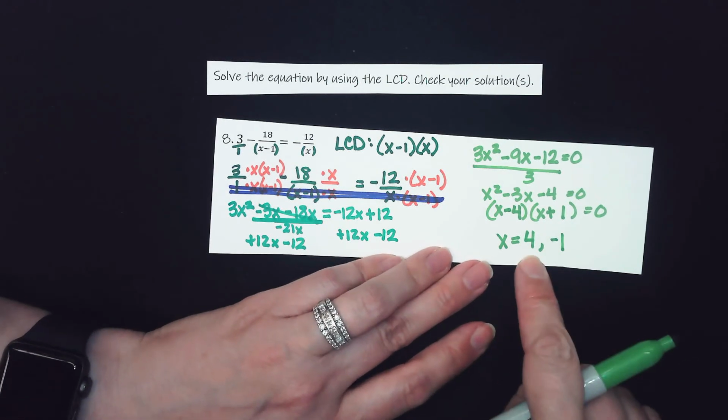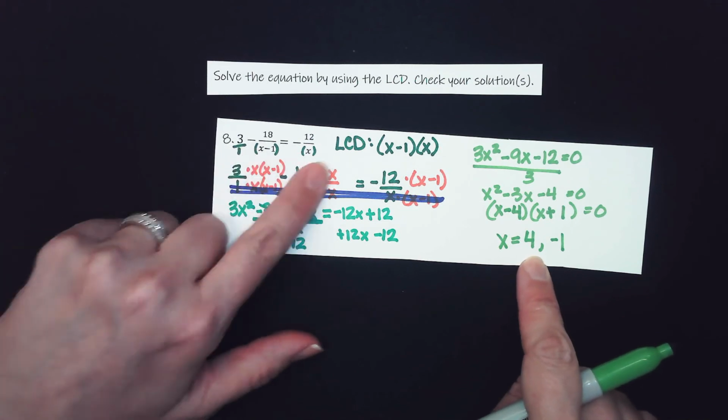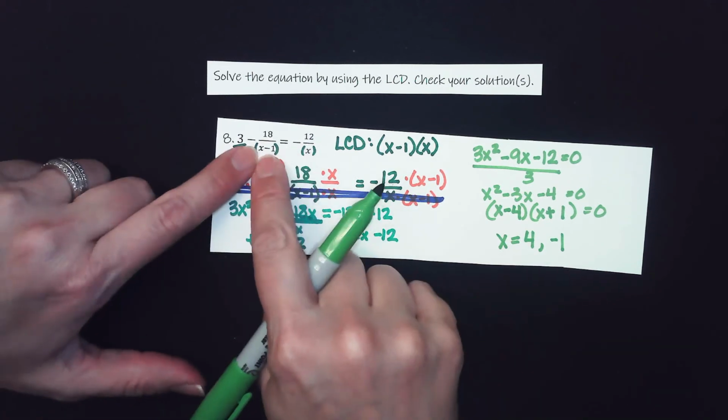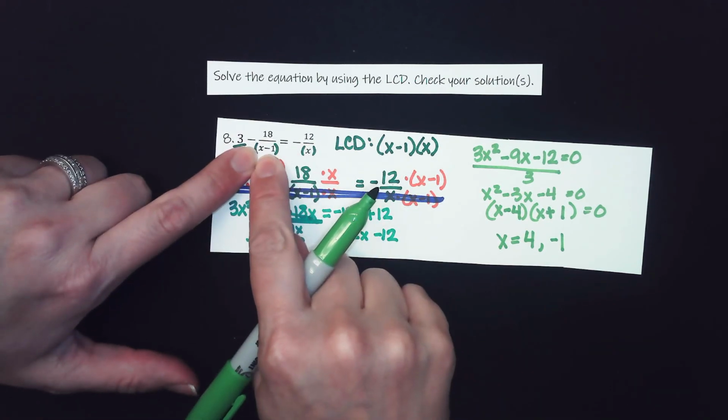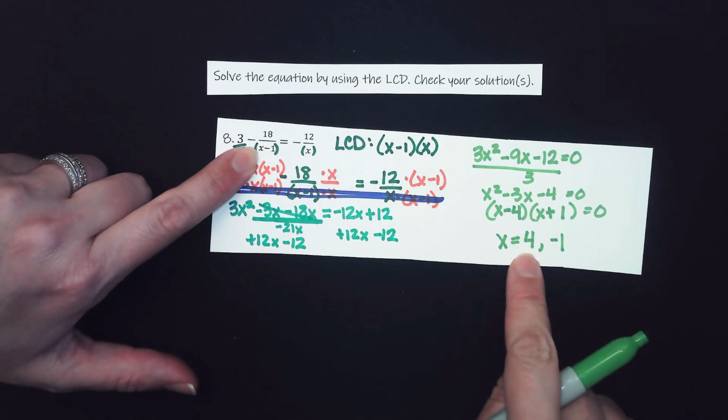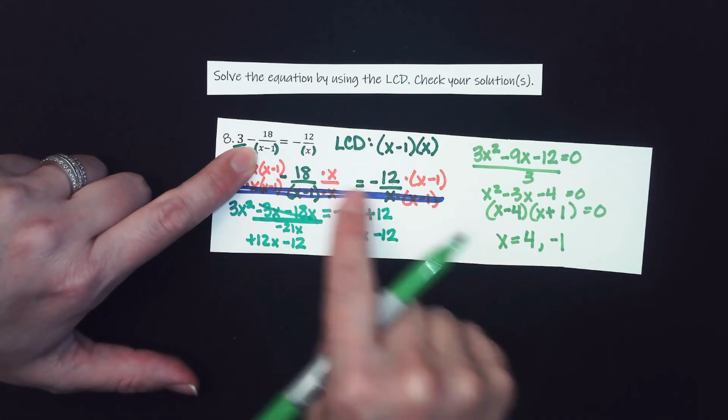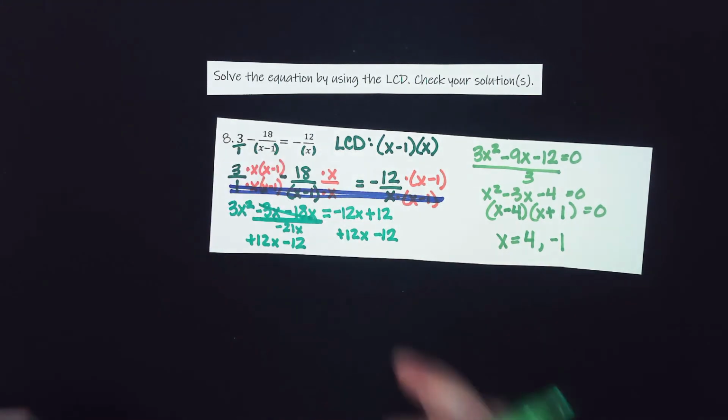And we need to check that none of those turn a denominator to 0. So I have 4 minus 1 is 3, so that's good, and then I would have a 4. So the 4 works. And then I have negative 1 minus 1 is negative 2, and then that'd be negative 1.